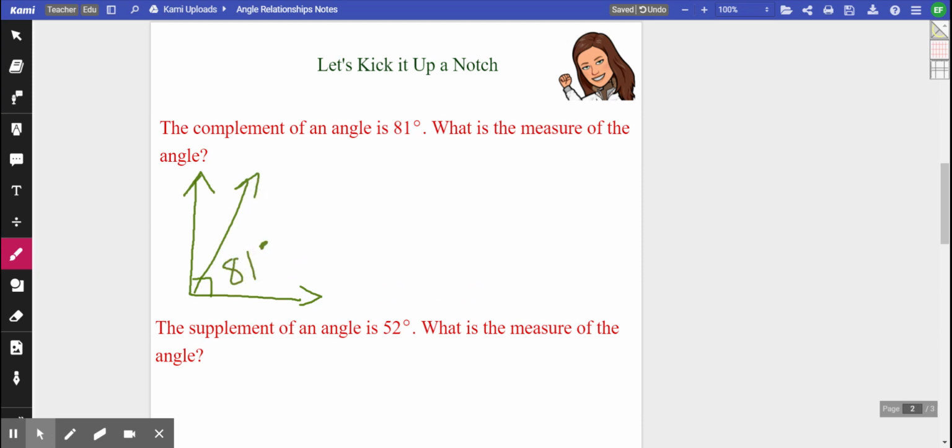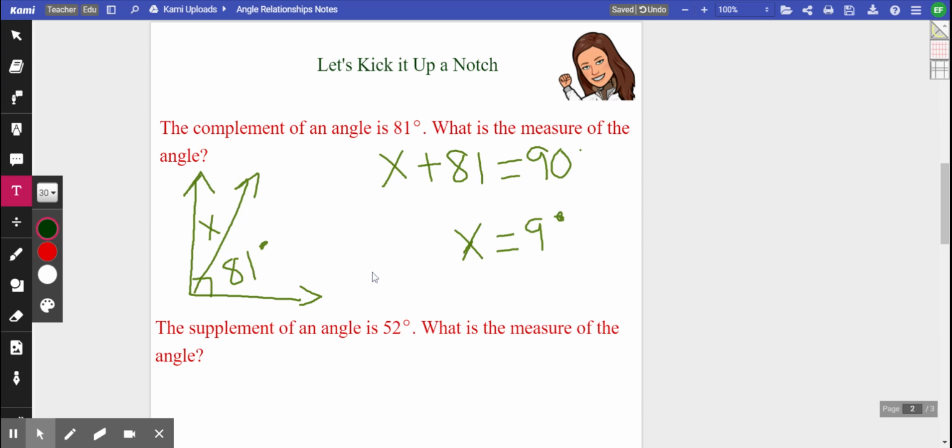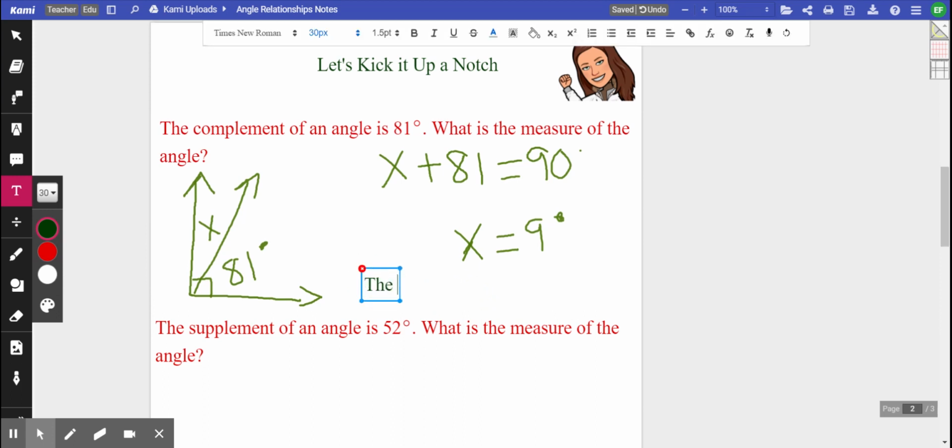So 81 degrees is one angle, and then I have this other angle over here. Together, we know they have to sum to 90 degrees. So x plus 81 equals 90. To find the measure of the other angle, I'll subtract 81 from both sides and get that our missing angle is 9 degrees. Okay. So missing angle measure, or the complement of 81 degrees, is 9 degrees.